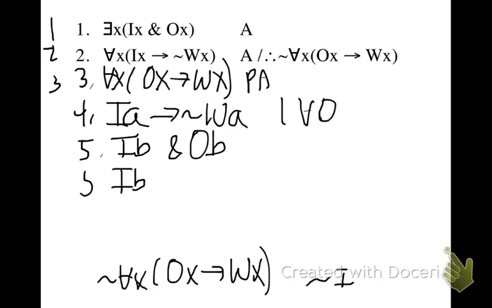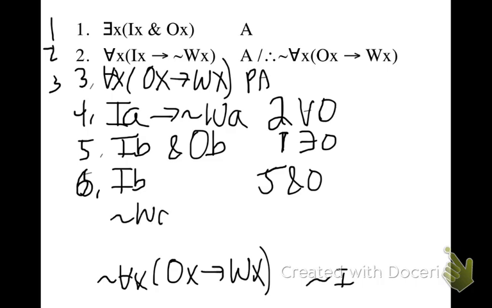So we can't do IB by ampersand out on line 5. So this would be by 1, this is by 2 universal, this is by 1 existential out. And then we can't get WA by arrow out from lines 4 and 5. That's because IA and IB are not a match.